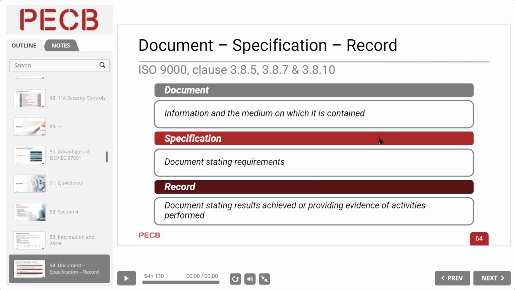We need to define. I mentioned earlier ISO 9000. ISO 9000 is about quality management.